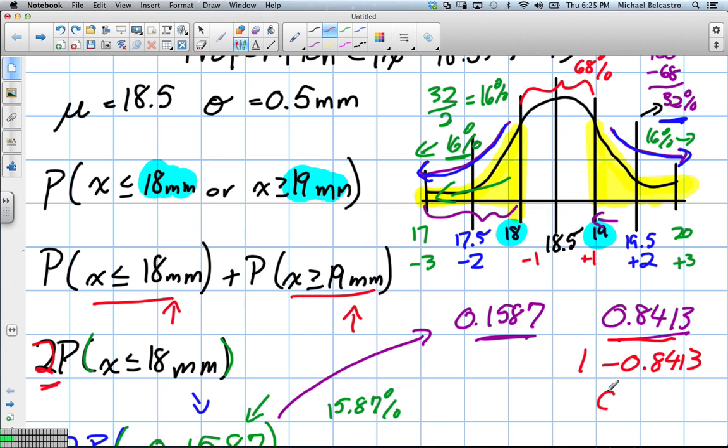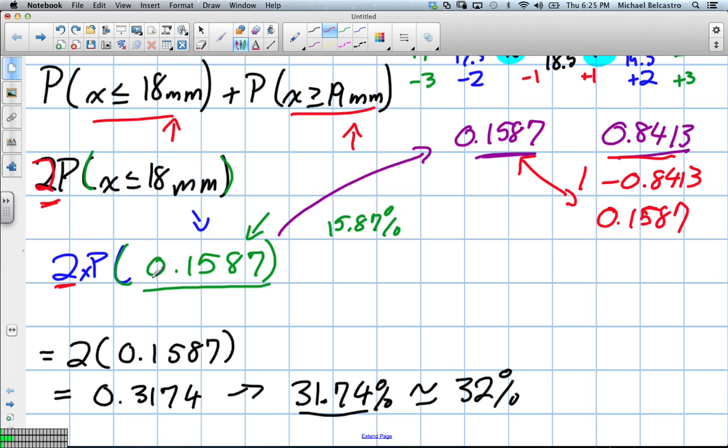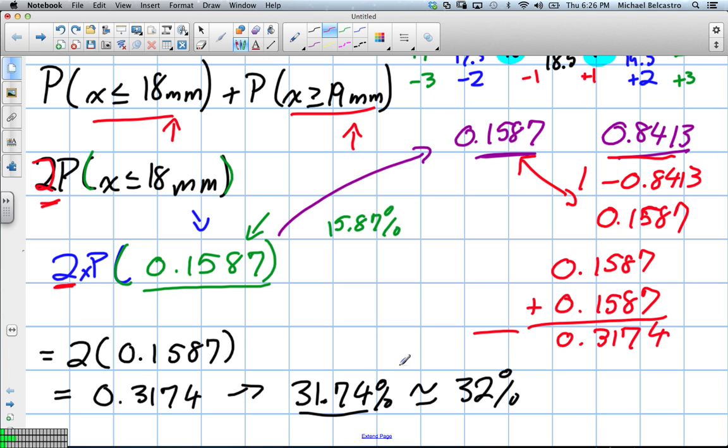Perfect. 0.1587. And now, like we talked about, we have two identical areas. So normally we would just add those now. But adding those two things is the same as multiplying by 2. If I go 0.1587 plus 0.1587, I'm going to get 0.3174, which is exactly what our answer was when we multiplied by 2.